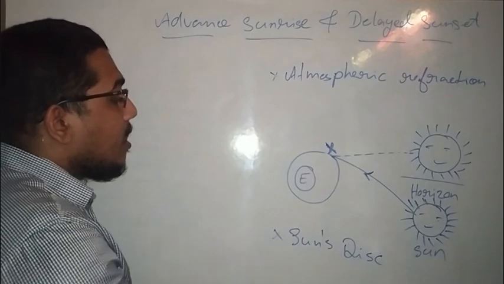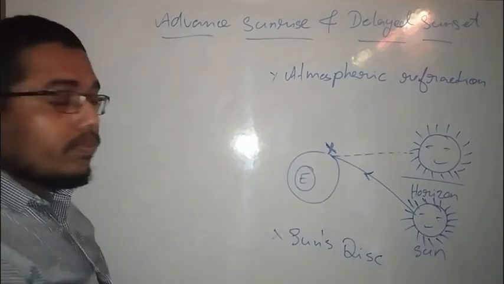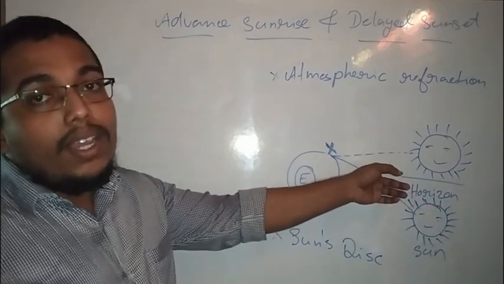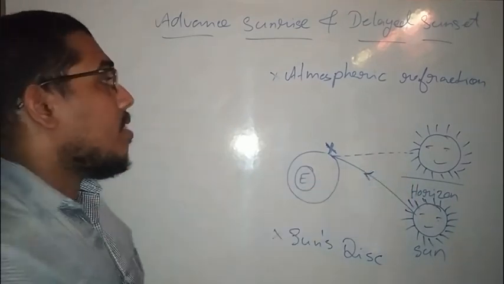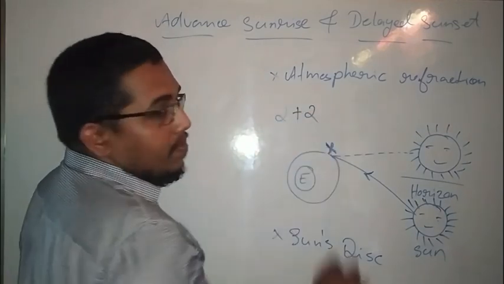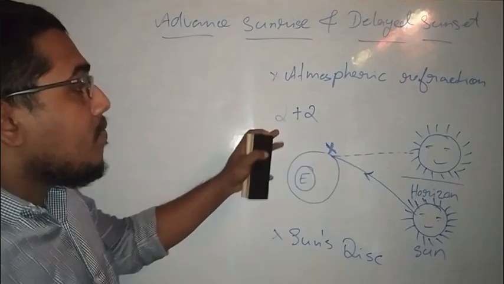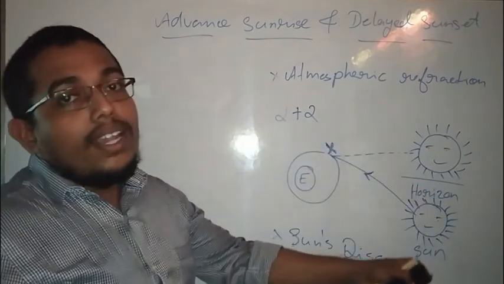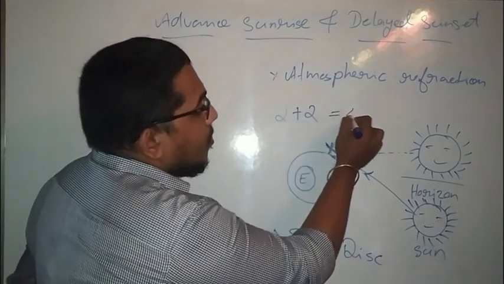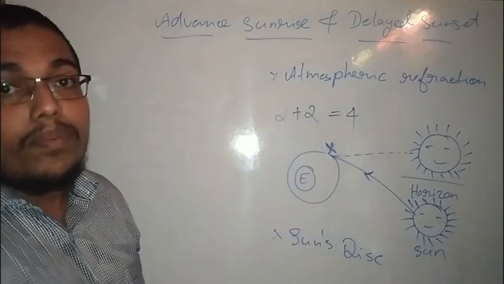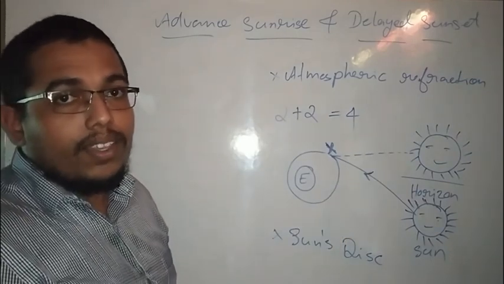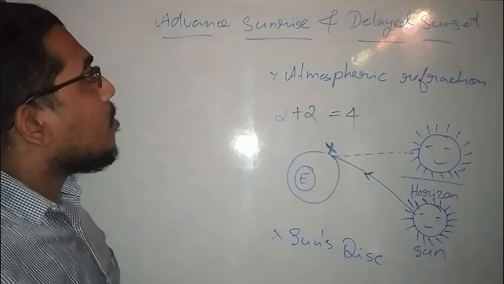So, one more point is that in this case, we can see the sun 2 minutes before the actual sunrise and 2 minutes after the actual sunset. So, the time from sunrise to sunset is lengthened by 4 minutes because of the atmospheric refraction. Clear? So, these are the important points.